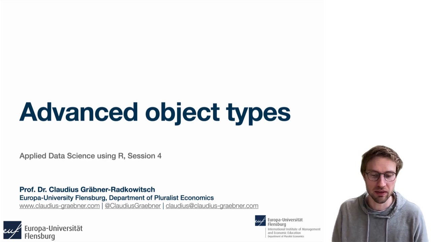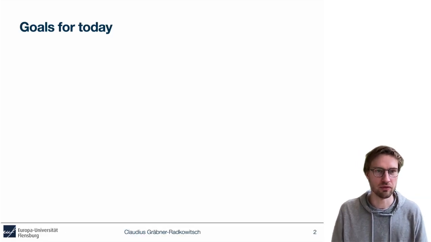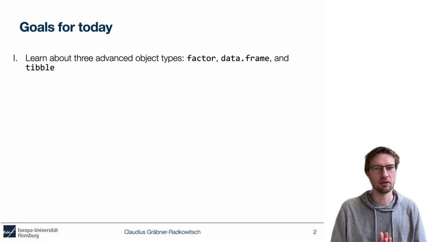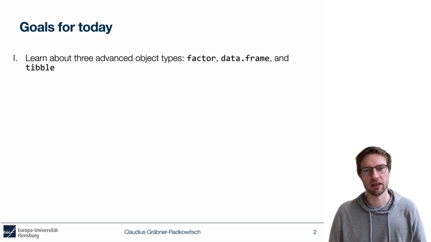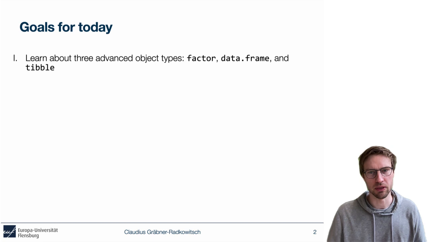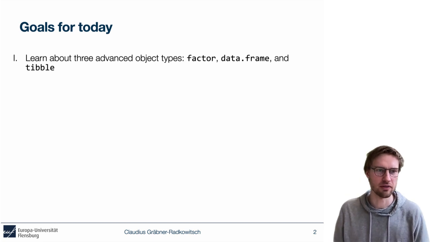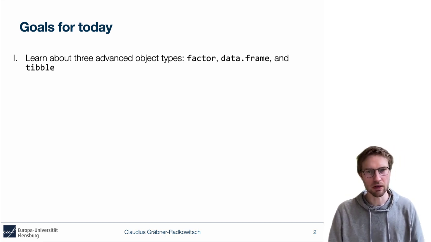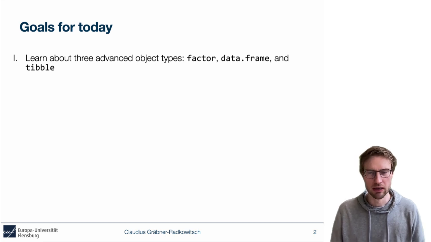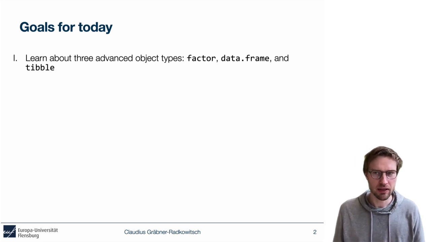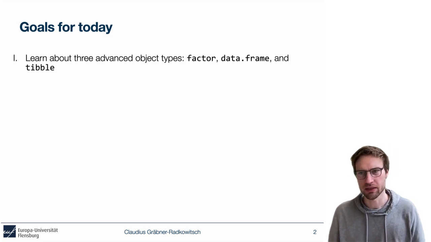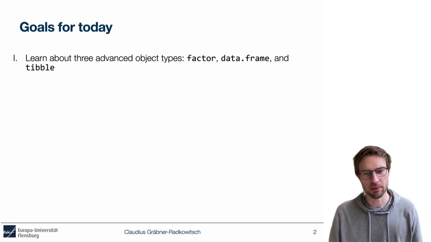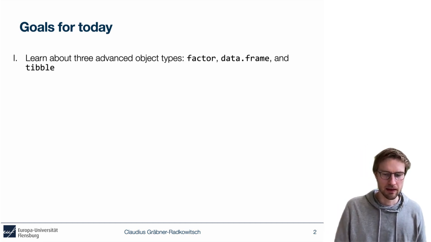So what is it that you're about to learn in this session? First of all, we'll talk about three advanced object types that are among the most frequently used. These are factors, data frames, and tibbles. There are many more, but I guess these three are, at least from a data science perspective, the most important ones, especially in the beginning.